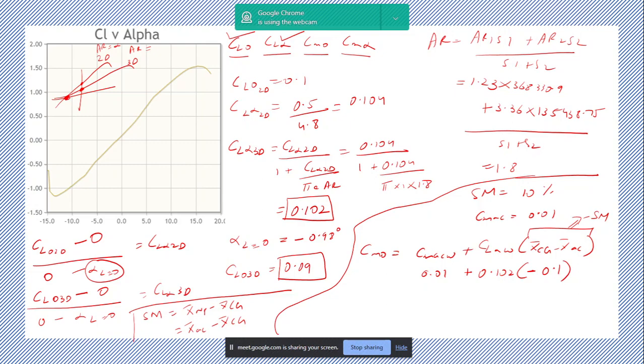Is there a confusion? Okay. What is the value of Cm naught? Wait a minute. What is the equation for Cm naught again? Cm alpha plus what is this quantity? It should be Cl naught, right? Yes, so this is wrong. So the Cl naught 3D is 0.09. Now calculate and let me know.